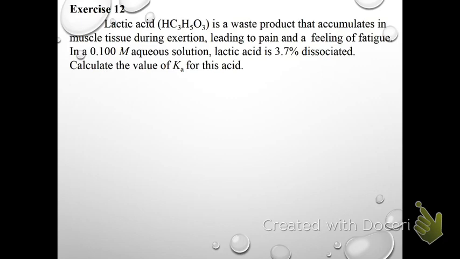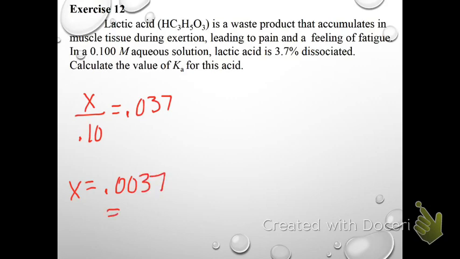This one is, what if I give you the other stuff and want you to calculate the Ka? So I give you that there's a 0.1 molar solution, and I tell you it's 3.7% dissociated. So, very quick and easy math, solve for x: x over 0.1 is equal to 0.037, because I took the percentage out. So then x is equal to 0.0037, which is equal to my hydrogen concentration.